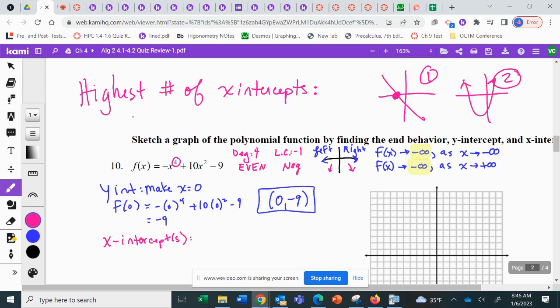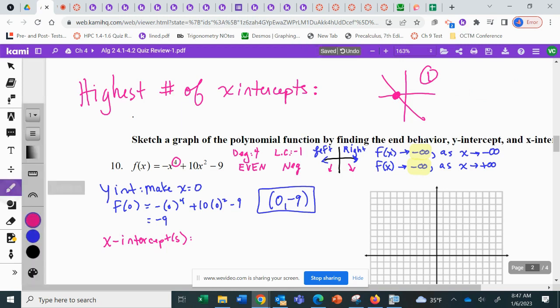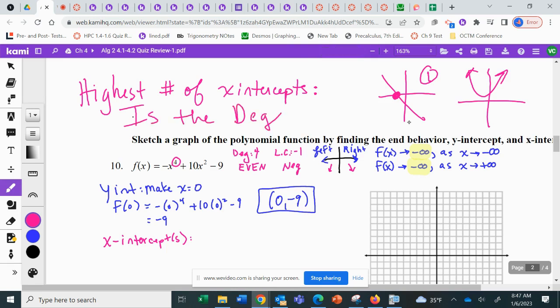And what does that highest exponent tell us? It tells us the degree. So the degree is the highest number of x-intercepts we could possibly have. Now, we could have less, because remember, with a parabola, I'm going to redraw this parabola picture. We could have a parabola that never crosses it. So we could have less, but the highest number of x-intercepts is the degree.